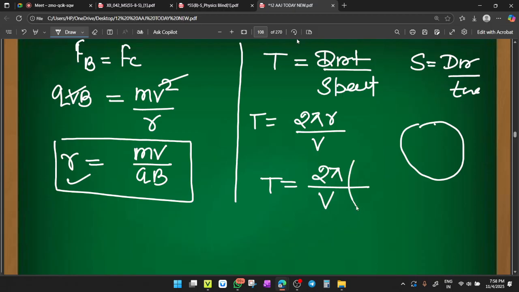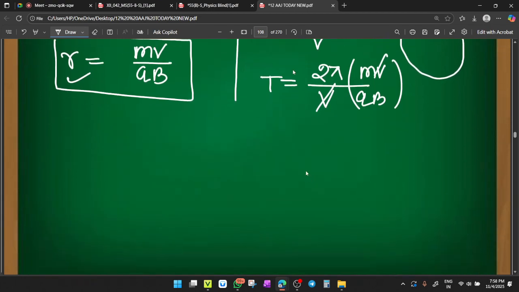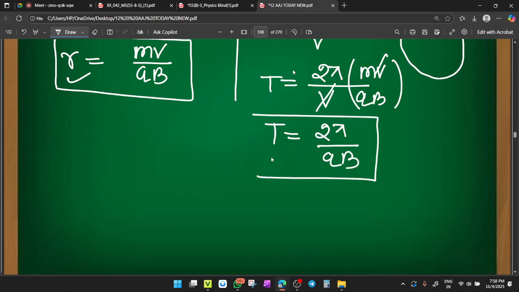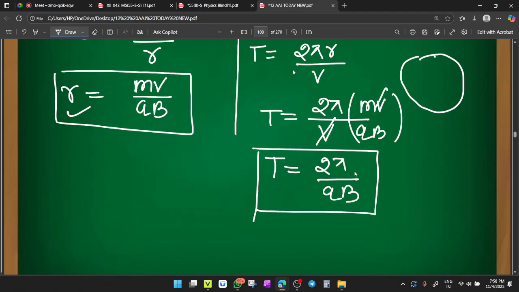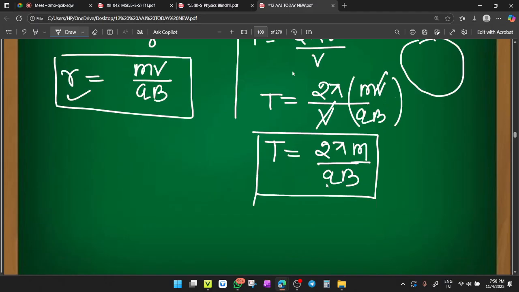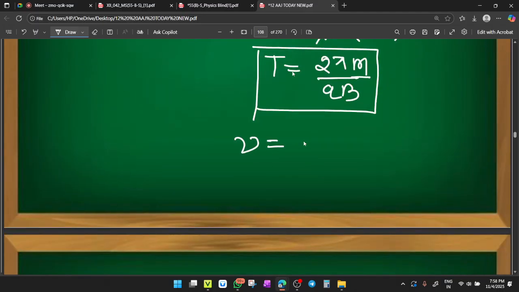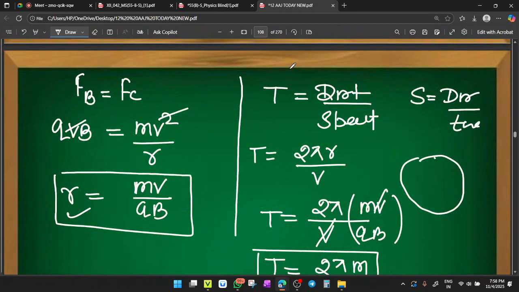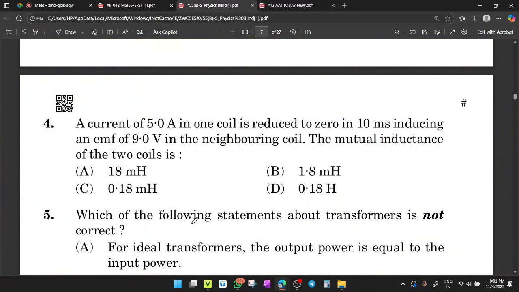So T equals 2 pi r upon v, and the value of r equals mv by qB. So it is equal to 2 pi mv by qB into v. Now v and v get cancelled out, and T equals 2 pi m upon qB. Clear, students? And talking about frequency, frequency equals 1 upon time period. So this equals qB upon 2 pi m. Completed. All things are completed. Clear? Okay, moving to the next question.